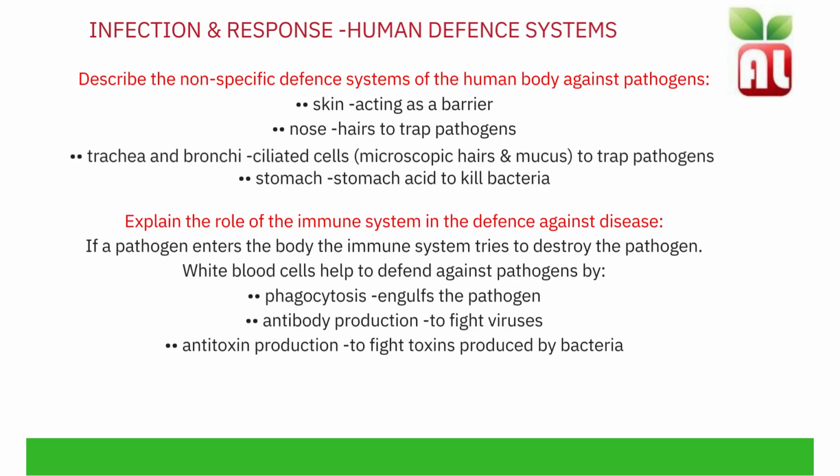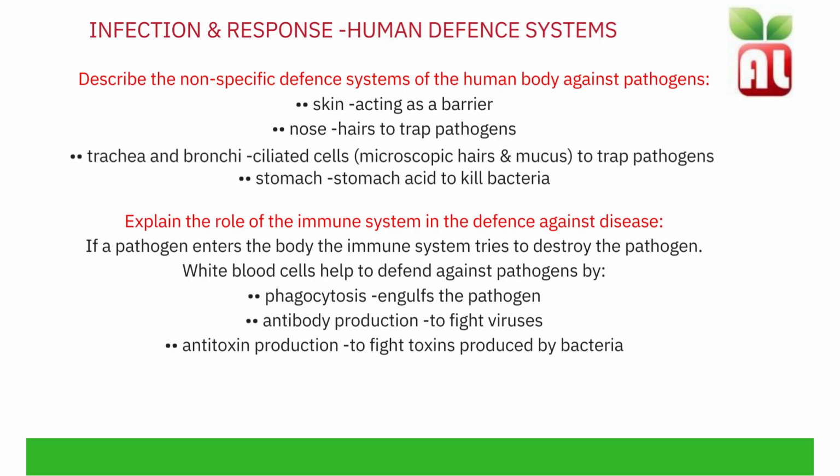The trachea, which is also known as the windpipe, and the bronchi, the two main branches that enter into the lungs, have ciliated cells. Ciliated cells have microscopic hairs and produce mucus. This is to trap pathogens and prevent pathogens from entering the lungs. The stomach contains stomach acid, which kills bacteria.